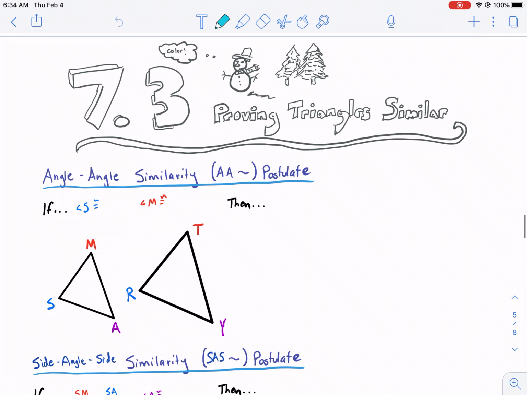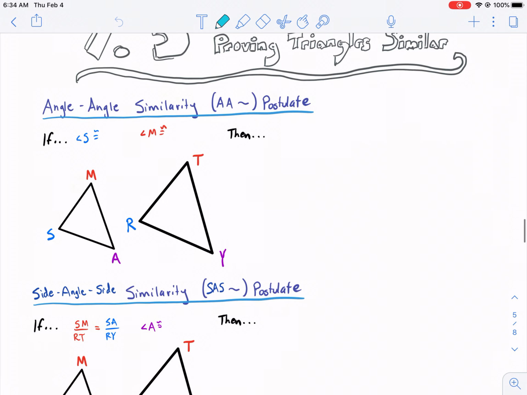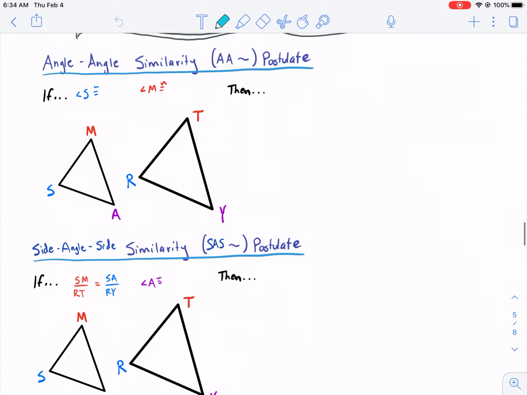We're doing some geometry today, proving triangles similar. Feel free to color this in if you have these notes, but we're going to be proving triangles similar today, not congruent. Let's learn the difference right now. First one up, angle-angle similarity, the AA similarity postulate. Okay, what does this mean?